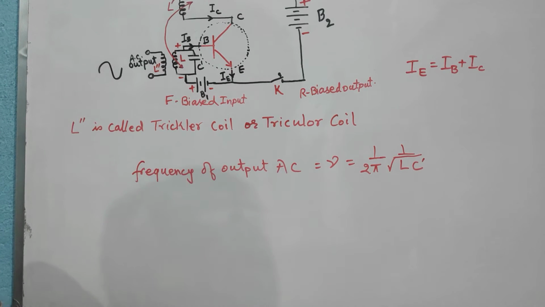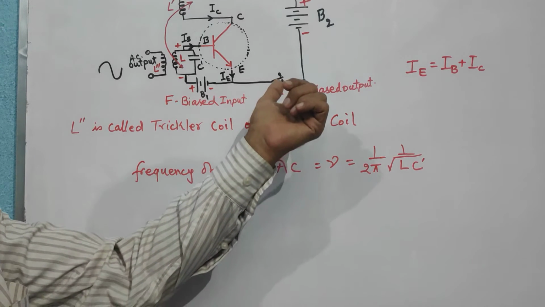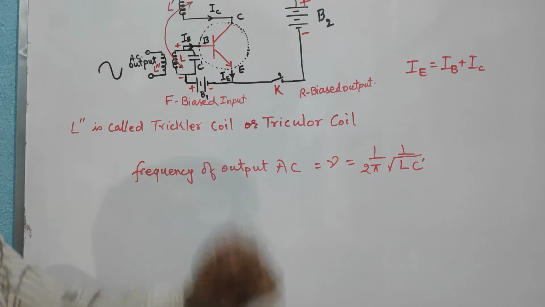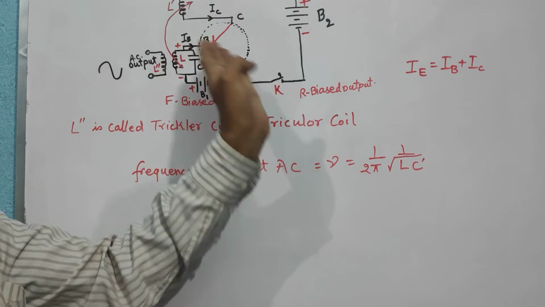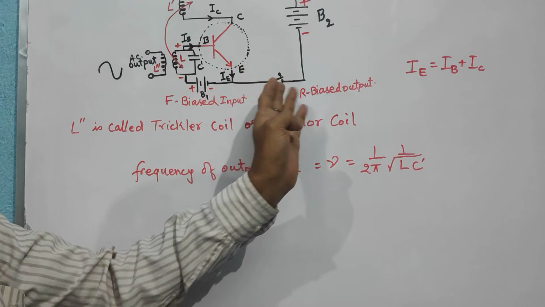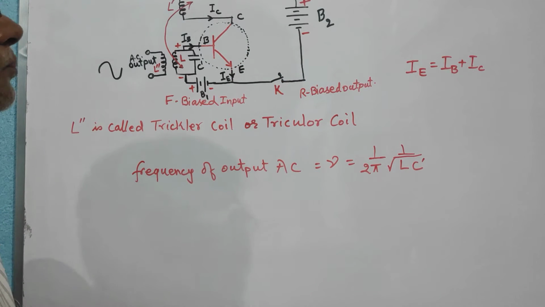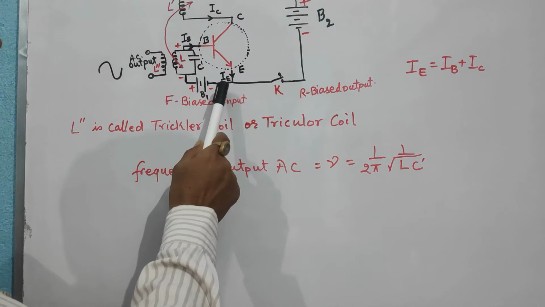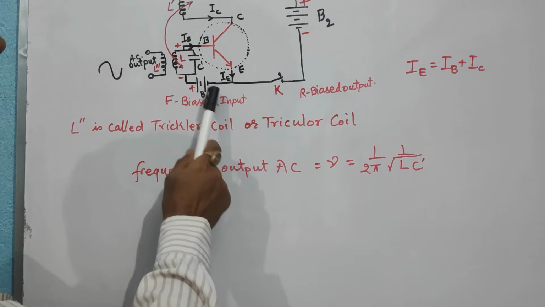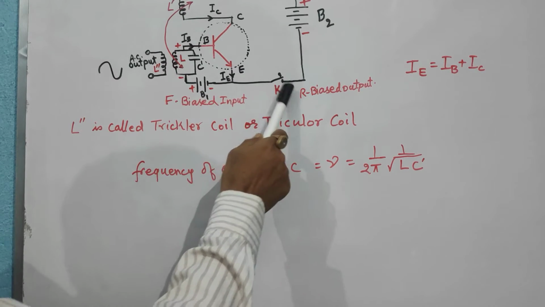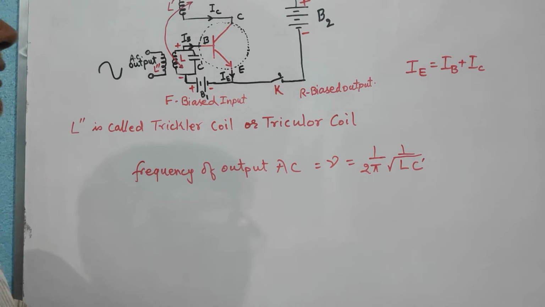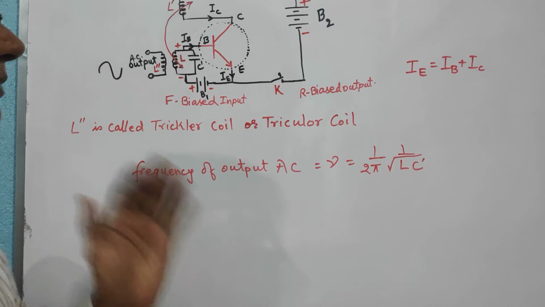Now let us understand how this circuit works. Let us take that initially the key K is off. That means no current will flow in the collector circuit because the circuit is broken. Though we have already applied some forward bias in the input, the collector current is 0 because the circuit is open.